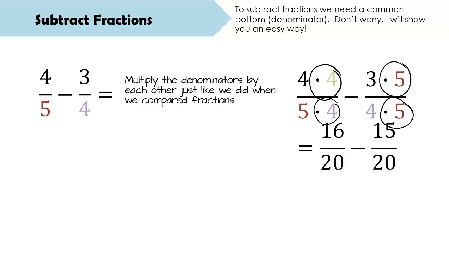So this is going to give us 4 times 4, which is 16 over 20, and 3 times 5, which is 15 over 20. So now all we have to do is subtract. 16 minus 15 is 1. The denominator doesn't change. It has to stay the same. So 4/5 minus 3/4 is 1/20.